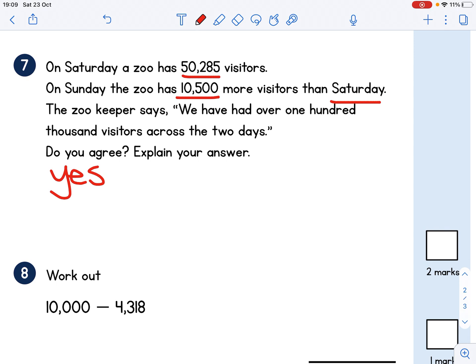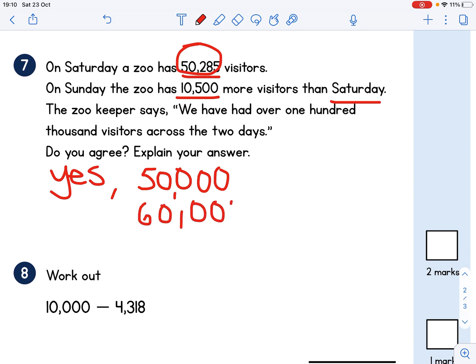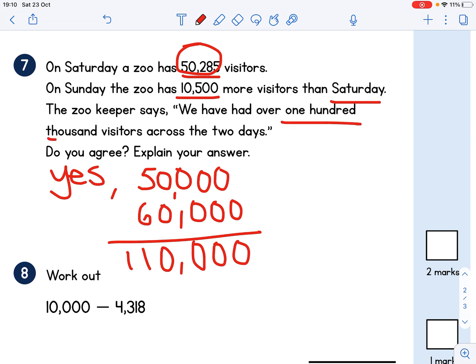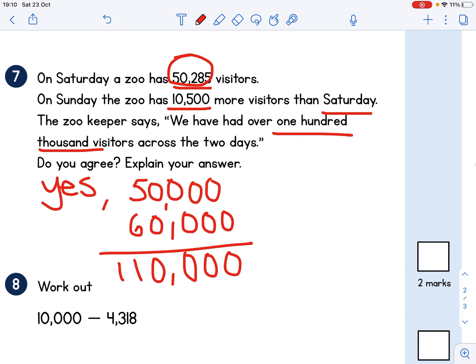So yes, I do agree. And there are 2 explanations you can put here. You can estimate, you don't have to put the exact values. That is around 50,000. 10,000 more than 50,000 would give you 60,000. So already we're at 110,000, which is more than 100,000 visitors. And that is enough for the 2 marks. So you can estimate there to say that it must be more than 100,000.